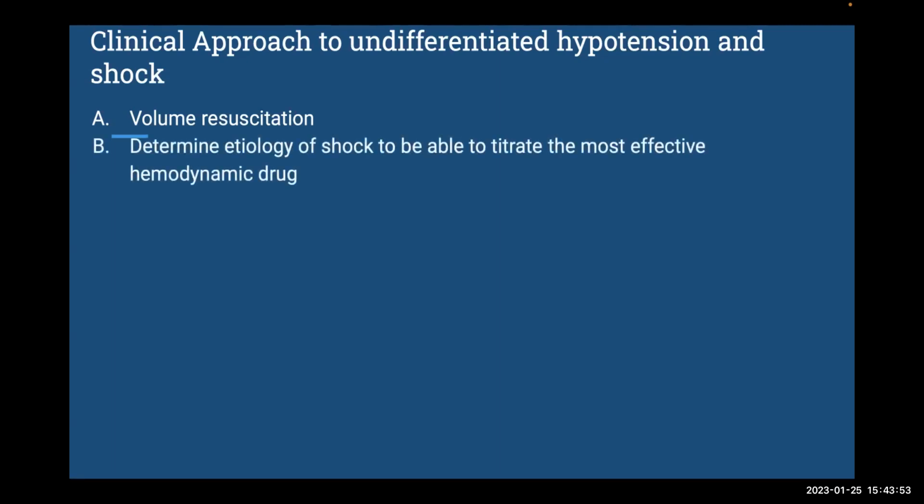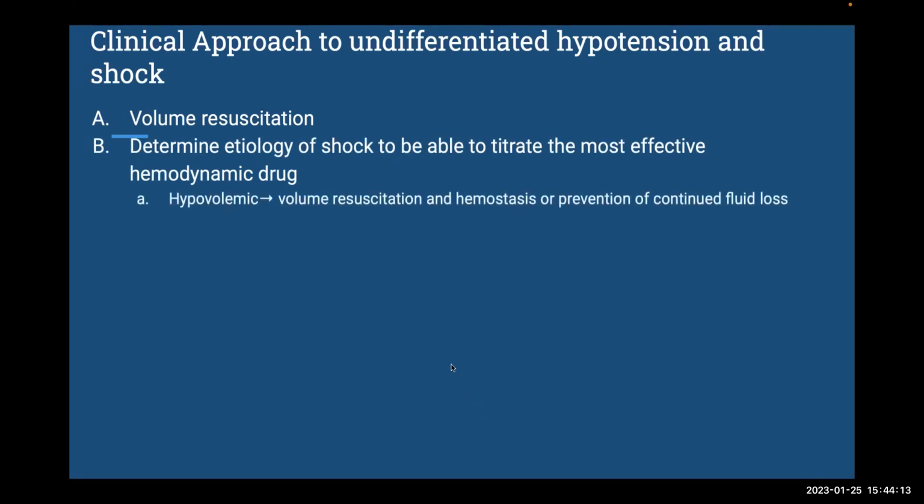Another big thing is to determine the etiology of shock. You could start the pressors while you're debating what type of shock this is. But if you can get a better idea of the type of shock, you're able to titrate the most effective hemodynamic drug. Luckily, norepinephrine is great and can be used in multiple different types, but it's always best to figure out the etiology of the shock.